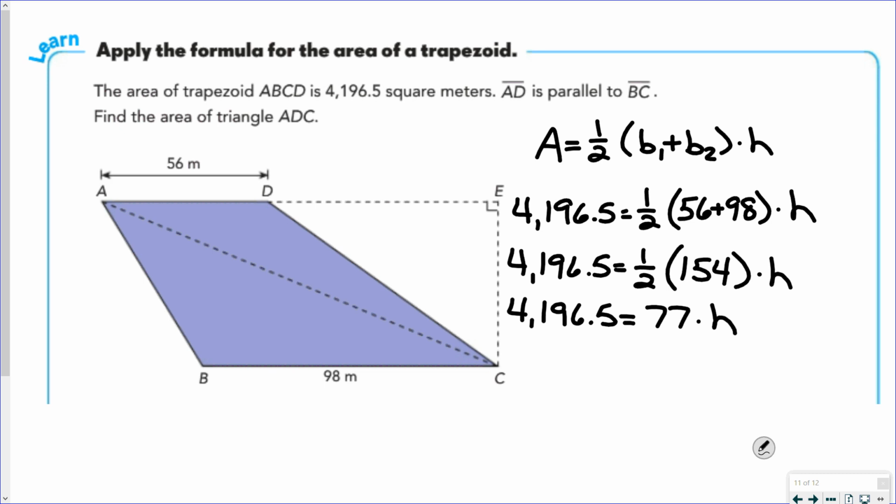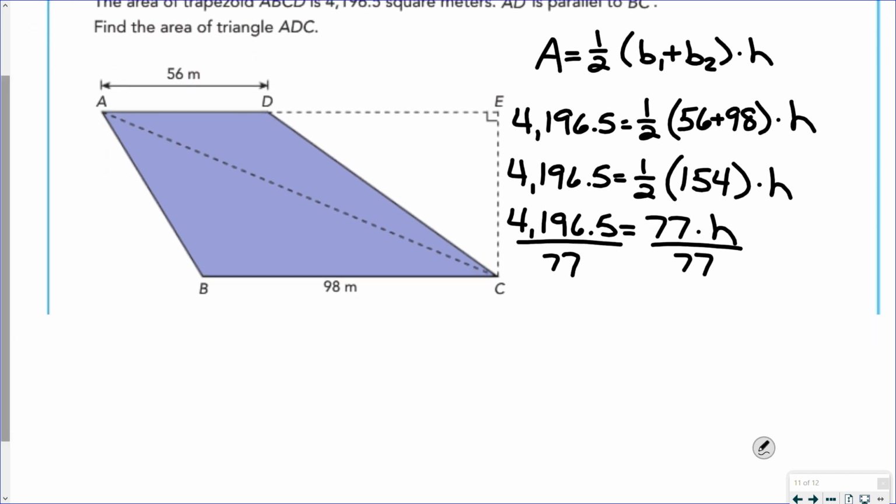And then, just like we did earlier this year, I'll divide both sides by 77. Now, I don't know what that is off the top of my head, so I'm going to have to do a little bit of work. So I'm going to scroll down here so I can give myself some room. So 77 goes into 4,196.5. Well, I know that 7 would go into 41 5 times. So I'm going to see what 77 times 5 is off to the side and see if that works.